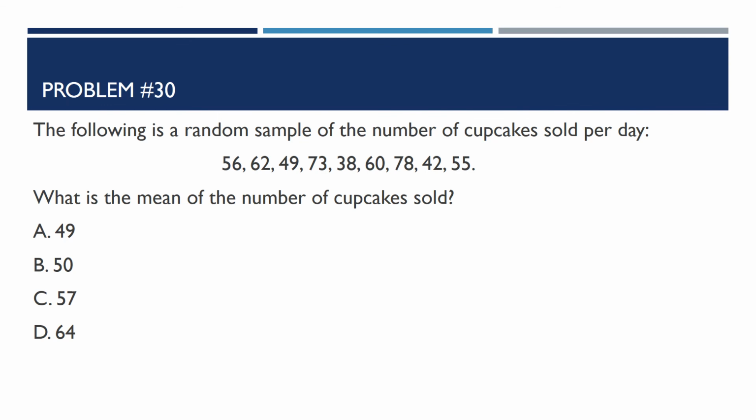The following is a random sample of the number of cupcakes sold per day: 56, 62, 49, 73, 38, 60, 78, 42, and 55. What's the mean of the number of cupcakes sold? So let's determine the answer. So the answer for this is 57. So how to get 57?